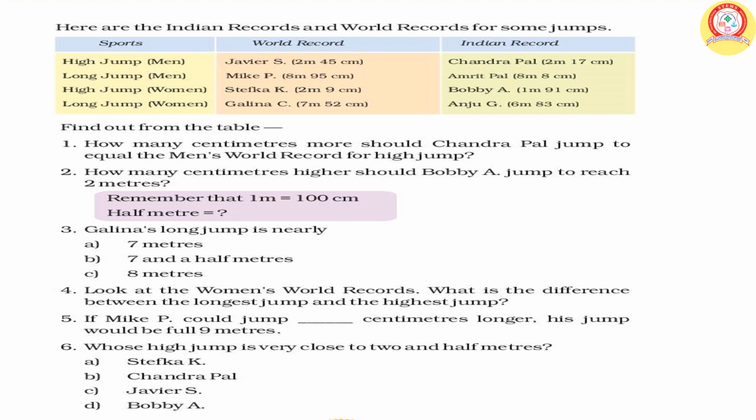Okay children. Now let's move to the sixth question. In the sixth question, whose high jump is very close to 2.5 meters? A. Setka Chandrapal K, Xavier or Bobby A. So Xavier's jump is closer to 2.5 meters because 2.5 meter is 2 meter and 50 centimeter. So the closest high jump is Xavier's. Okay children, did you understand?